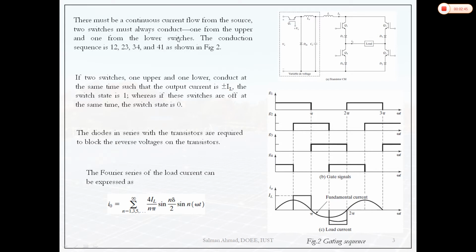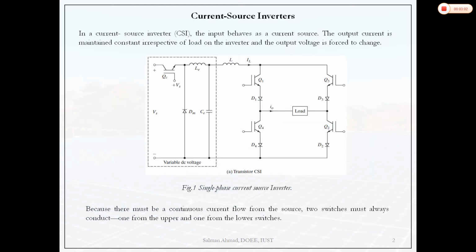So there must be continuous current flow from the source side, because of the inductive current. The switches must never be off. That means there must be continuity in the inductor current. It should not become zero instantaneously, otherwise there will be high di/dt and the switches could get damaged.